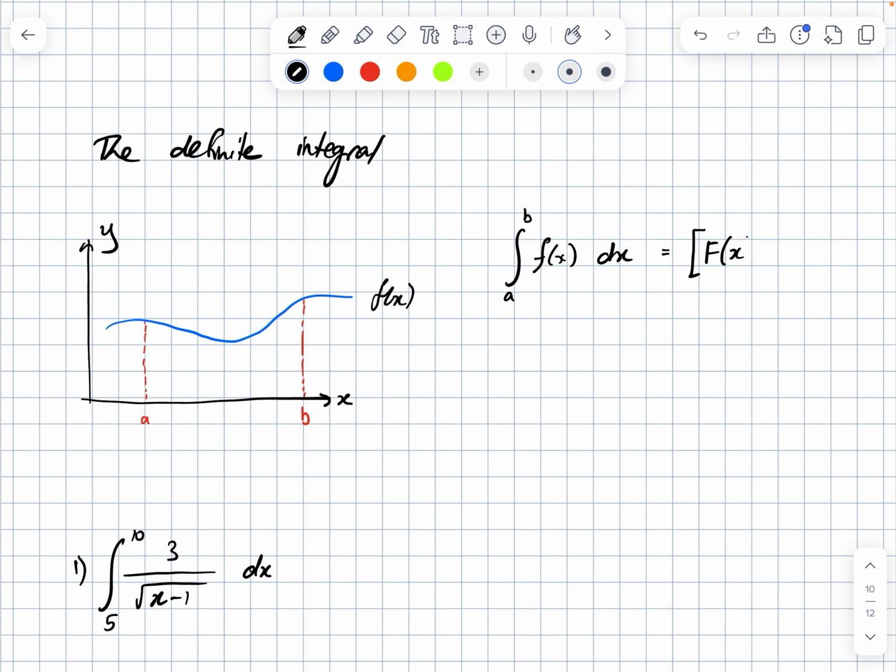anti-differentiated function. So we've seen that before, between b and a. Now to actually do the skill, we are then going to substitute b and then subtract substituting a.